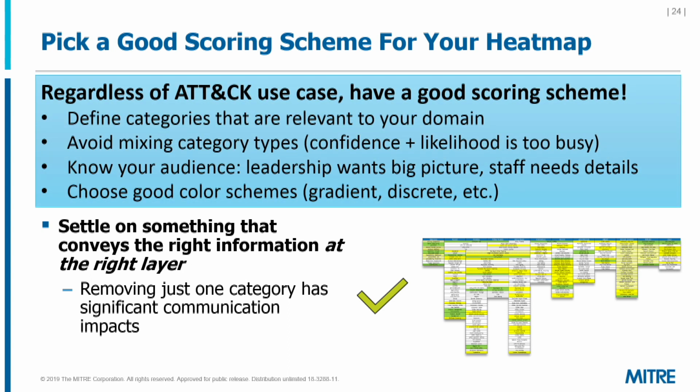More generally speaking, regardless of your specific use case, even if you're not doing an assessment or coming up with that detection gap chart, if you're going to create a heat map, always have a good scoring scheme. Define categories that are relevant to your domain and avoid mixing category types. It gets very confusing if you want to have confidence of detection and then likelihood of execution on the same chart. It gets a little too busy and it can be hard to convey the big picture that you want. Also, know your audience. Oftentimes I found when talking with leadership, they want the big picture, but when talking with staff and people who do the day-to-day, they like having the details.